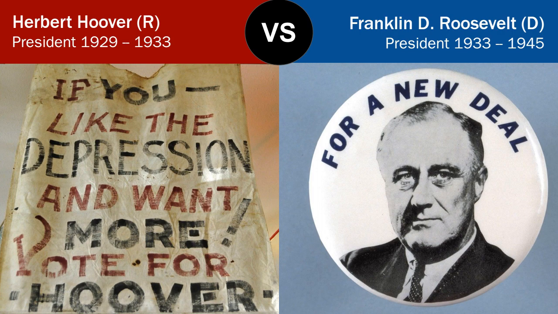It's not too surprising to see that FDR wins this election against Herbert Hoover, who was president as the Depression hit in 1929. I'm going to take a look at the sign here. If you like the Depression and want more, vote Hoover. Definitely not a guy with a lot of momentum. And FDR comes in and promises to get us out of this depression. And we'll see how he does that in the next slide.